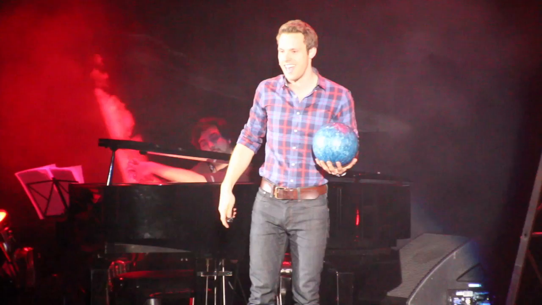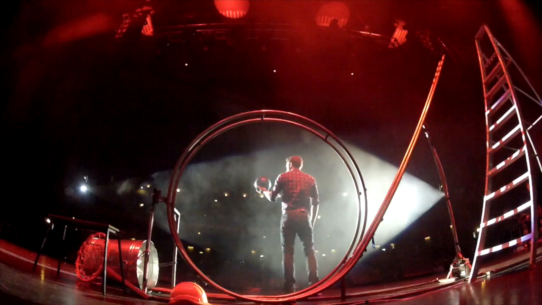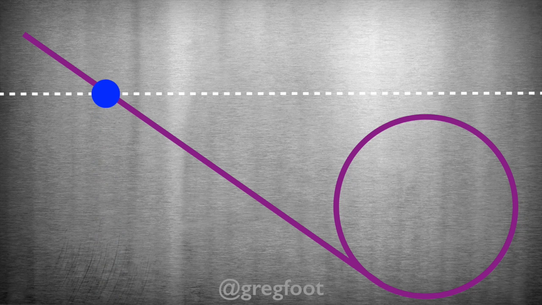When you lift the bowling ball up, you're doing work against gravity. You're loading it up with gravitational potential energy. We can plot that up here. There it is. It's at the height h. The potential energy PE is the mass times the acceleration due to gravity times the height h.